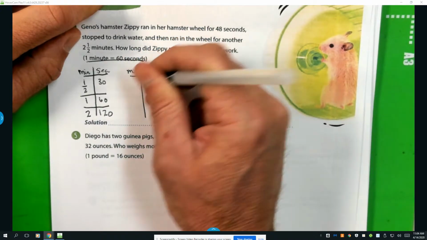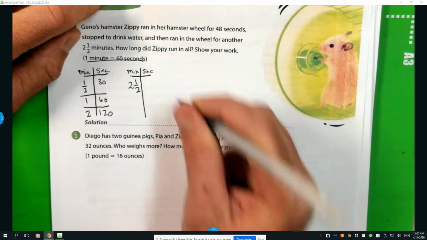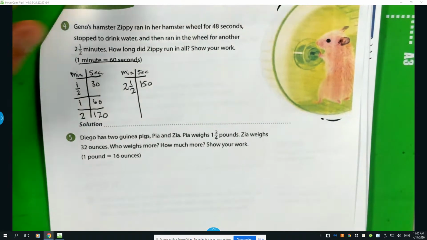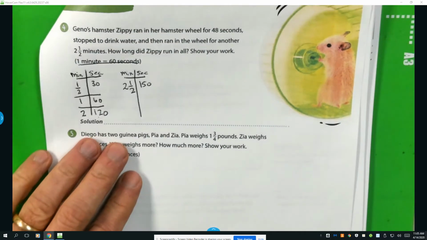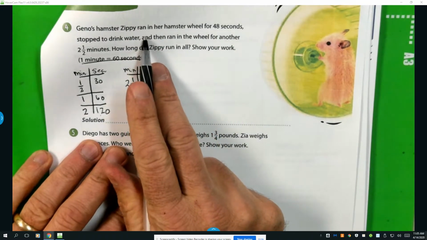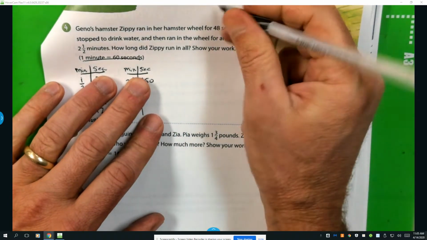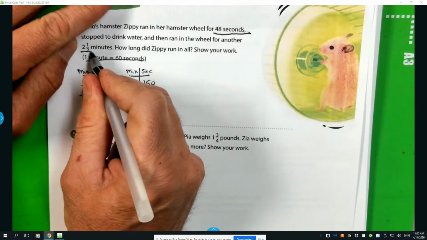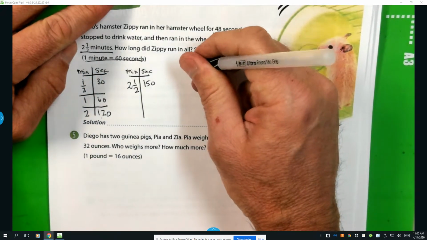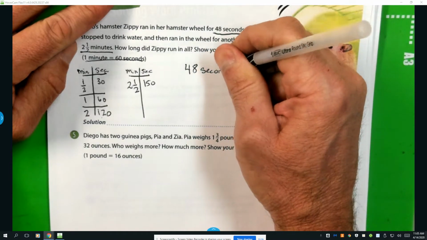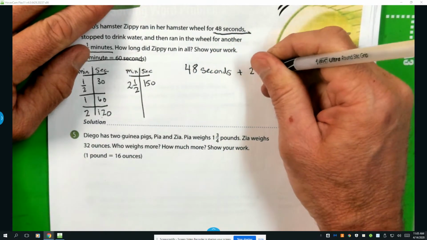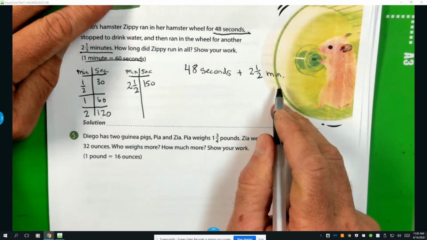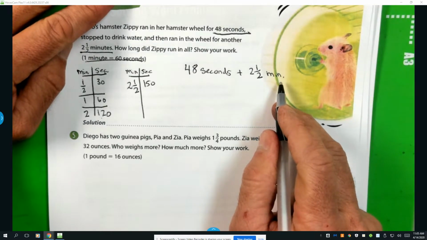Minutes, seconds, 2.5 minutes. Well, that's 120 plus 30, 150 seconds. Now I can just do the problem really quick and easy. So hamster Zippy ran for 48 seconds, then ran the wheel for another 2.5 minutes. Well, let's take 48 seconds plus 2.5 minutes. How long did this hamster run?